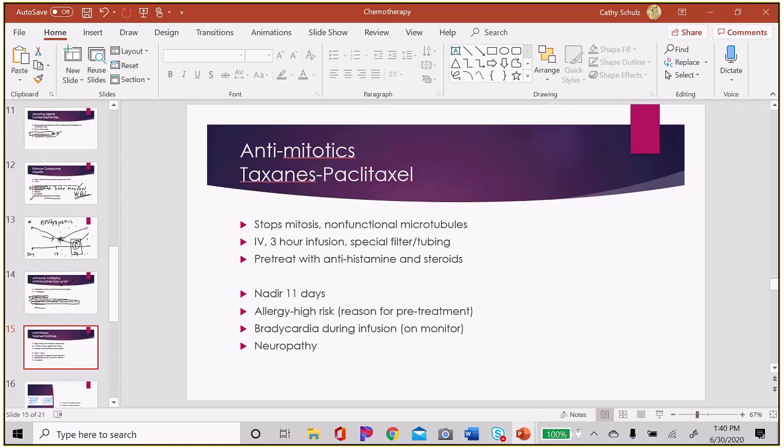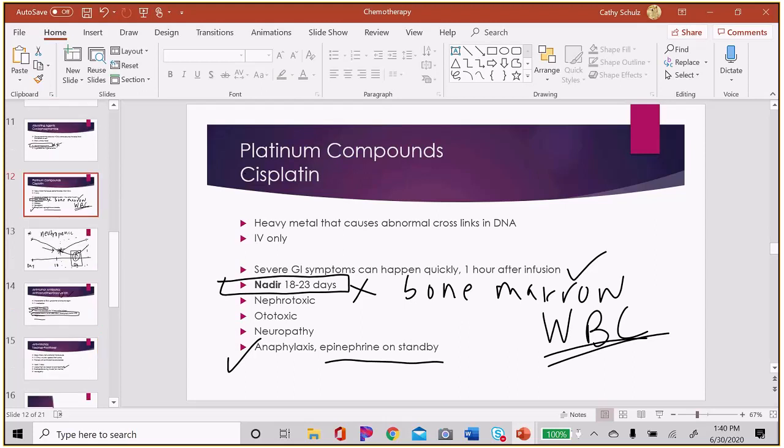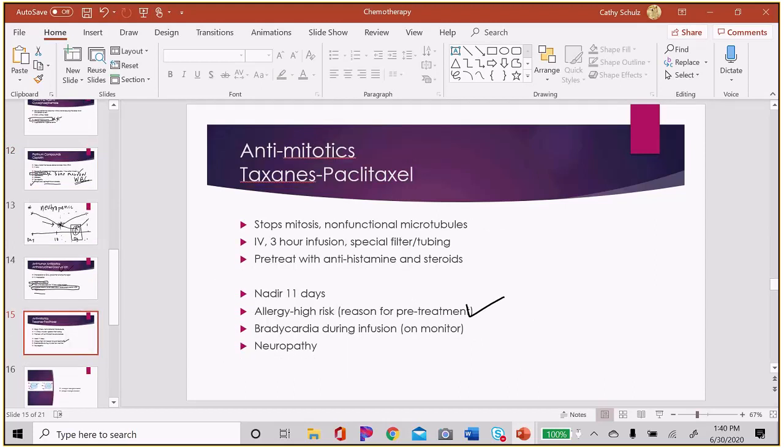So this paclitaxel is an IV medication only. It needs special filter and special tubing. It also has an issue with allergy, sort of like the cisplatin that had the high allergy risk. So people are usually pre-treated with antihistamine and steroids. Our nadir is at 11 days, so it's similar to doxorubicin. The patient, when they're at the infusion clinic, would have to be on a monitor so we can be sure their heart rate doesn't get too slow.